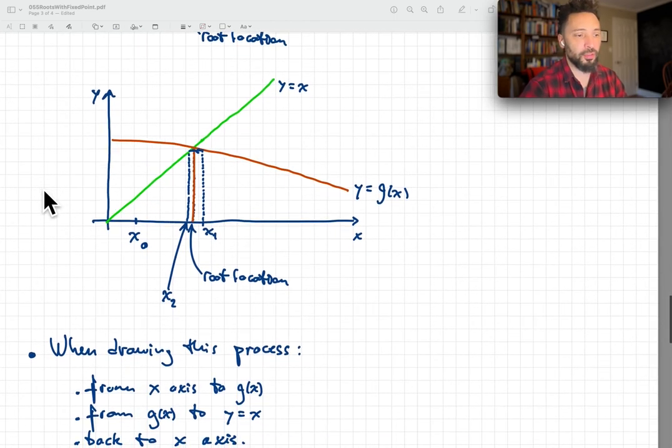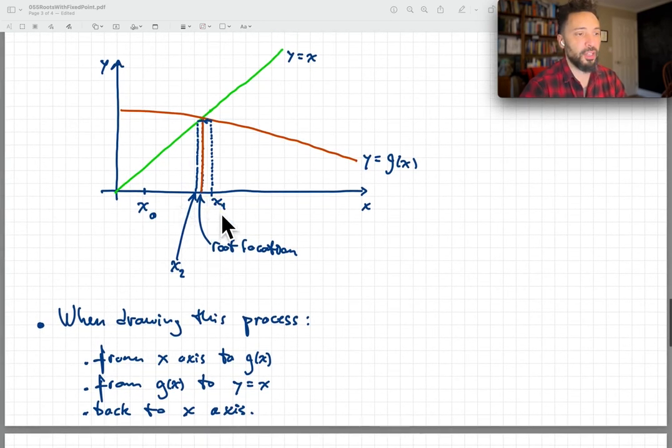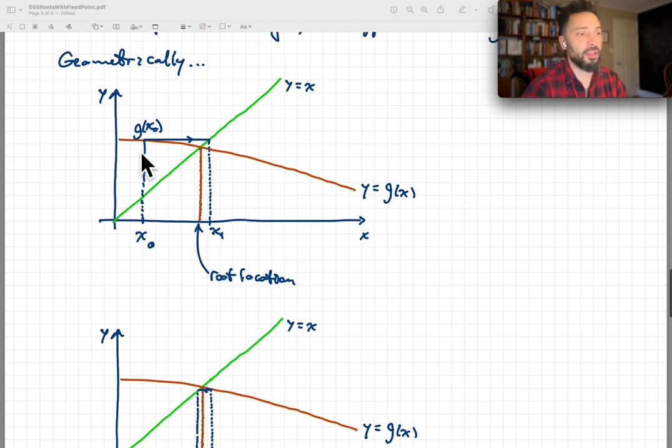Now, in this process, to draw this, what you always need to do is go from the x-axis to g of x. So suppose we have x1 here. This is our point x1 on the x-axis, up to g of x. And then in this case, we go to the left, but it might have been to the right. Then you go from g of x to y equals x. So that's the next leg here. And then downwards to the x-axis again. And that's how you find the x2 point. So notice that's exactly what we did here. We went from the x-axis to g of x, from g of x to y equals x, and then downwards again to the x-axis. Once you have those things, then you repeat the process on and on and on.